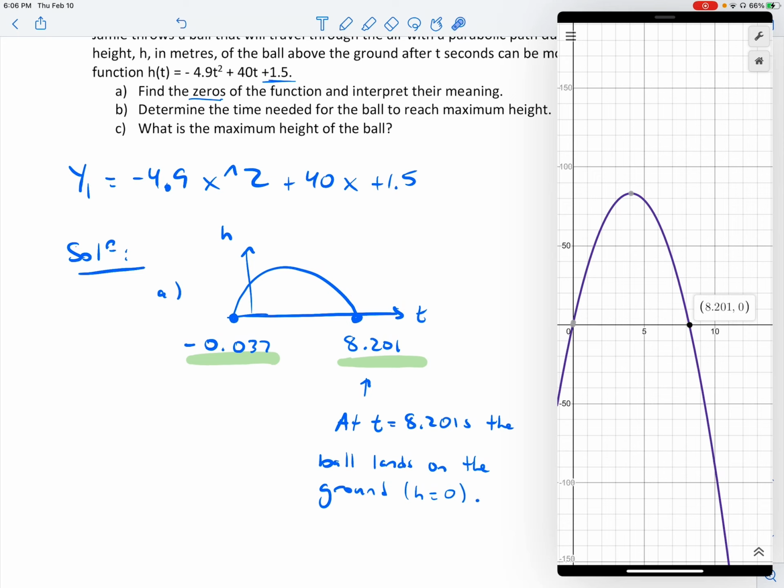Now this one doesn't really make too much sense, right? The negative 0.037 is saying the ball was thrown at time negative 0.037. Well, it doesn't really make sense. The ball must have been thrown at time 0. We can't go back in time and then throw the ball. But this is more just showing that we know the ball would have been thrown from the height of 1.5, the y-intercept. The negative time just means if you were to trace backwards along the graph, that would actually be when it was at a height of 0.